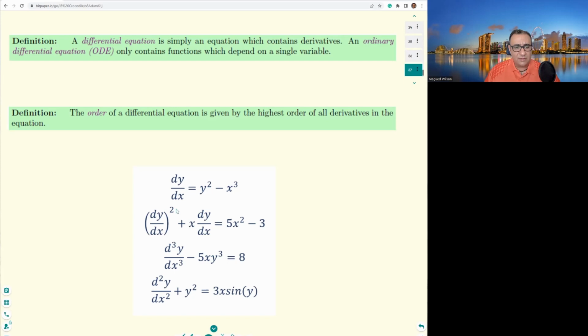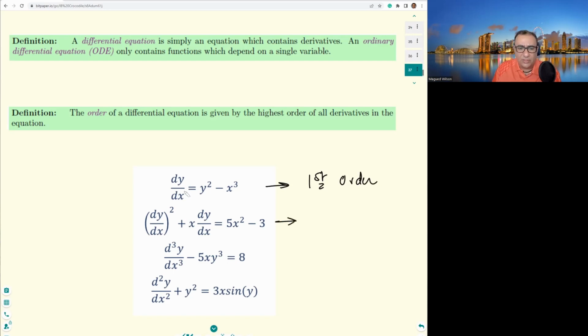So when you look at the first one here, we have dy by dx equals y squared minus x cubed, right? So the highest order here is basically the first order, because we have only dy by dx, which is basically the first derivative, right? So this one here is just first order. Is it ordinary? Yes, it is ordinary, because dy by dx is only a single variable. So it is ordinary, but okay, now let's only focus on the order now. So this is basically first order.